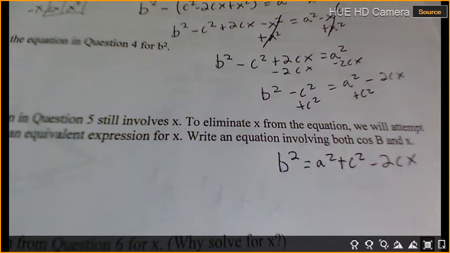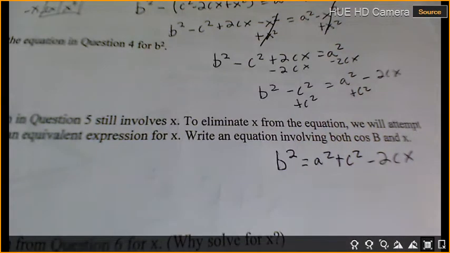All right. So the equation in question 5, should be in question 5, but we have it here. To eliminate the x from this equation, so you could do that, and then I'll catch you up when you come back. Okay. To eliminate the x from the equation, we will attempt to substitute the equivalent expression for x. Write an equation involving both cosine b and x.